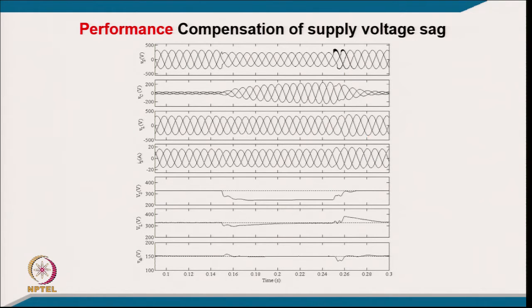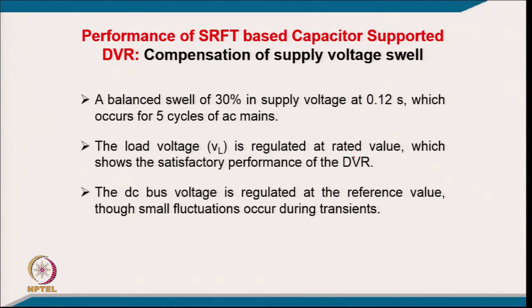So, the load is not getting affected by the sag, and because of that your load current is also balanced and sinusoidal. You can see how the source voltage and PCC voltage are reduced, but the load voltage is regulated and the DC link voltage is regulated.